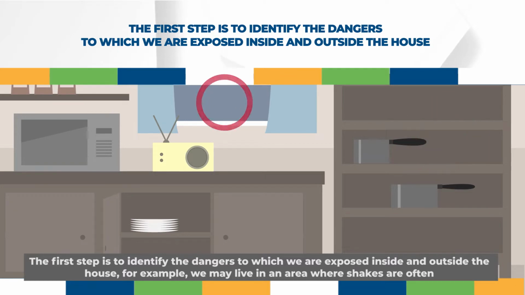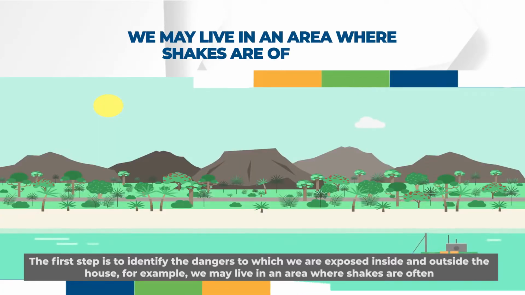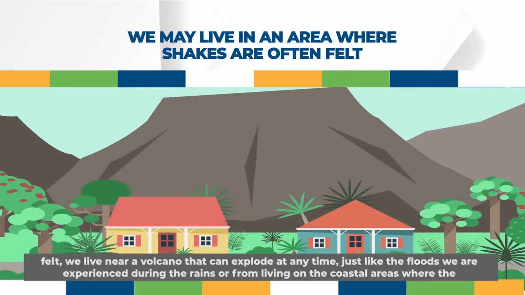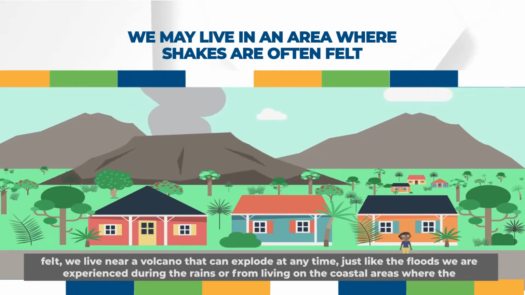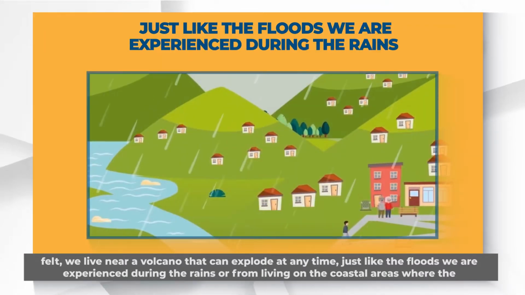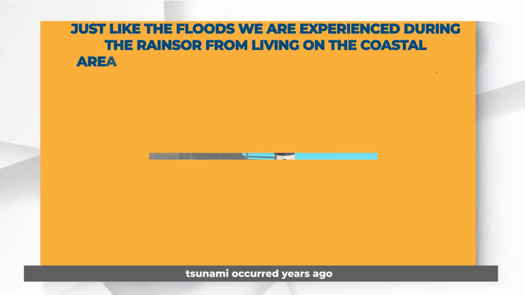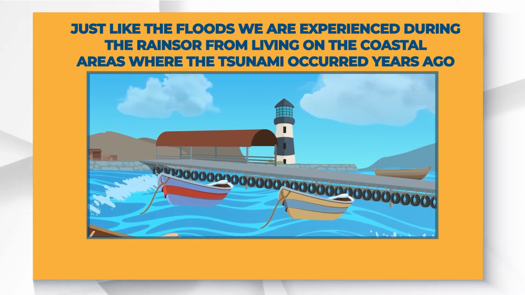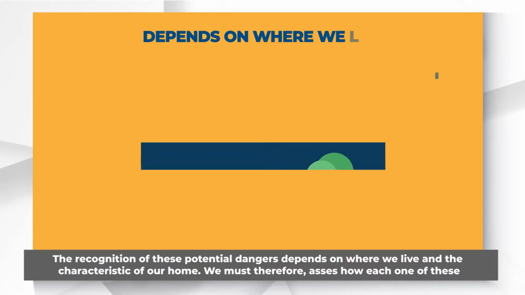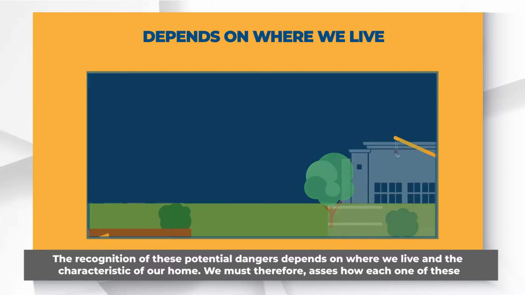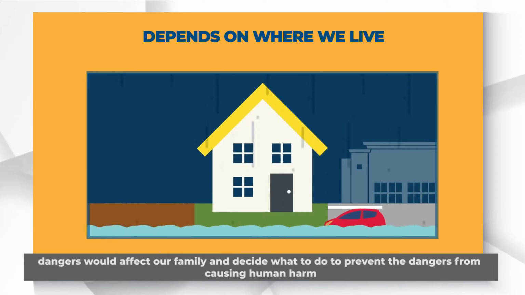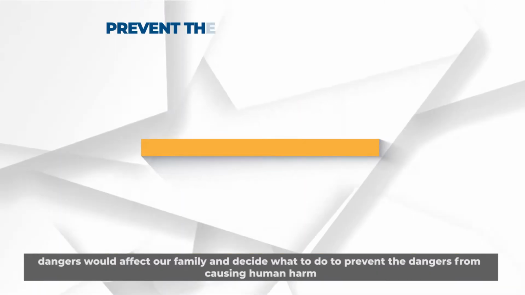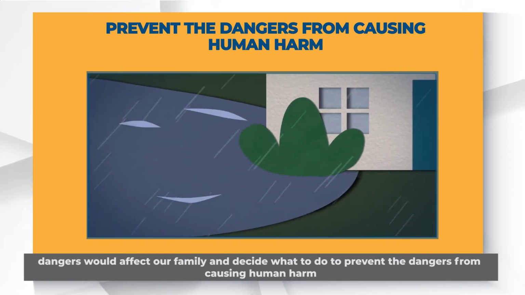For example, we may live in an area where tremors are often felt. We live near a volcano that can explode at any time, or floods are expected during the rains, or we live in coastal areas where a tsunami occurred years ago. The recognition of these potential dangers depends on where we live and the characteristics of our home. We must therefore assess how each one of these dangers would affect our family and decide what to do to prevent the dangers from causing human harm.